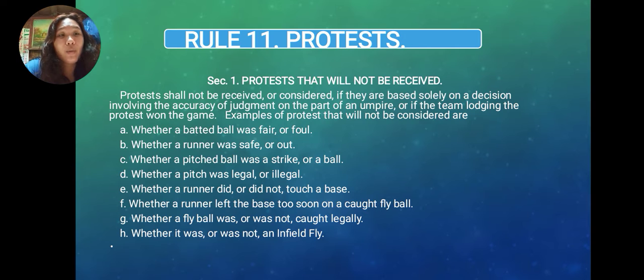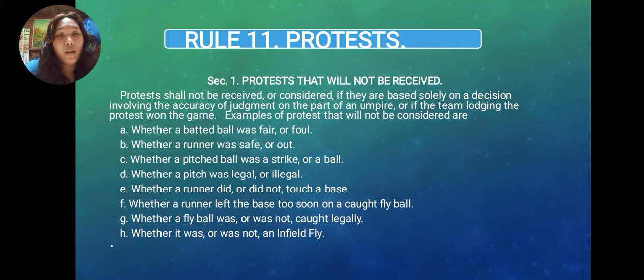Examples of protests that will not be considered are: letter A, whether a batted ball was fair or foul; letter B, whether a runner was safe or not; letter C, whether a pitched ball was a strike or a ball; letter D, whether a pitch was legal or illegal; letter E, whether a runner did or did not touch a base; letter F, whether a runner left the base too soon on any caught fly ball; letter G, whether a fly ball was or was not caught legally.